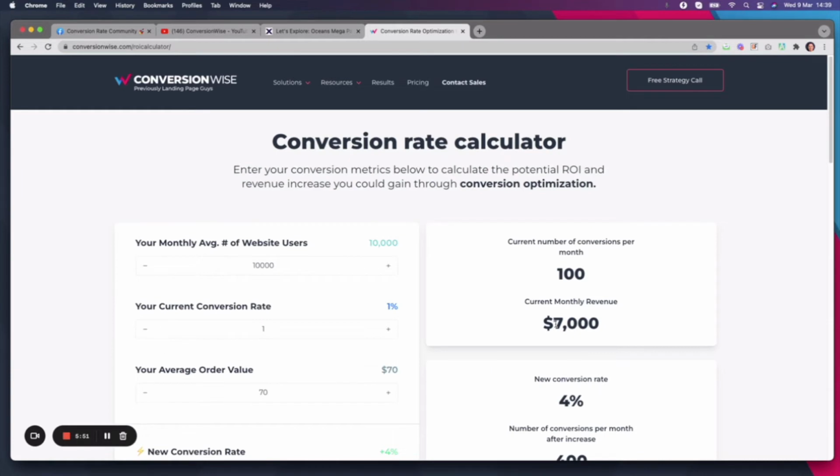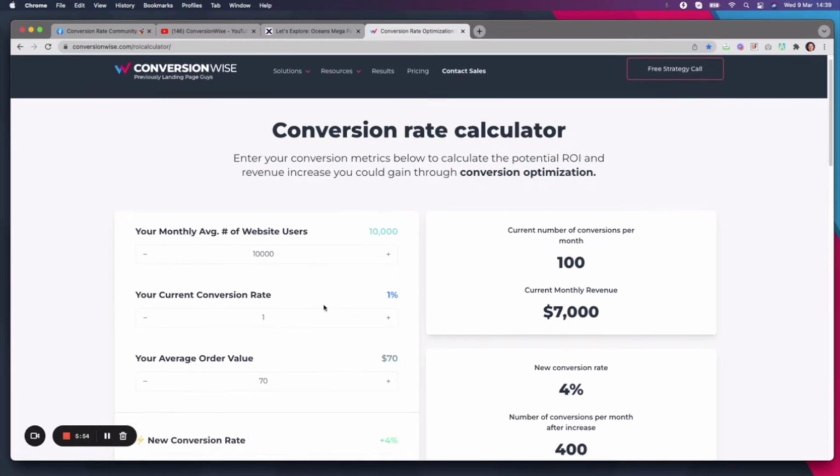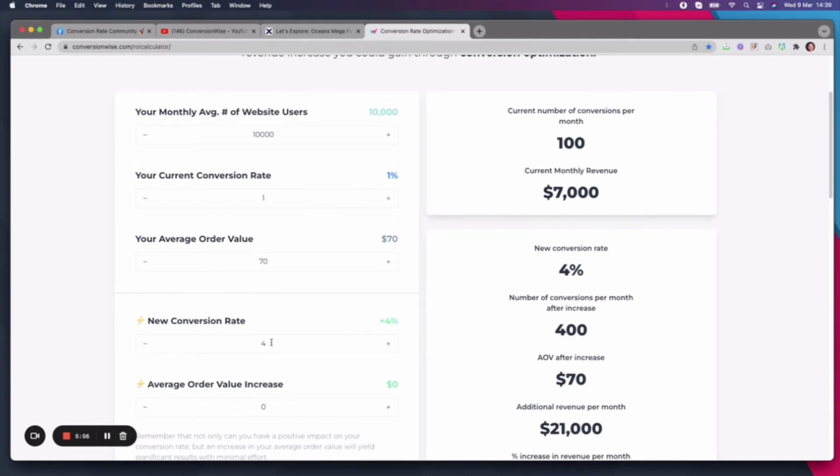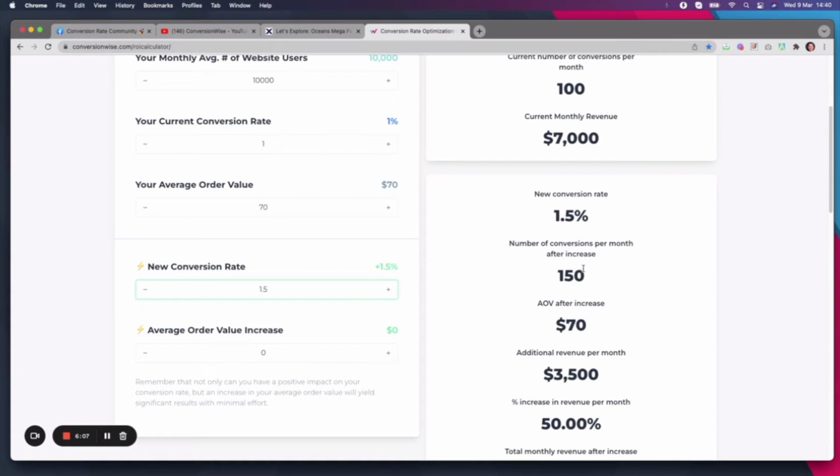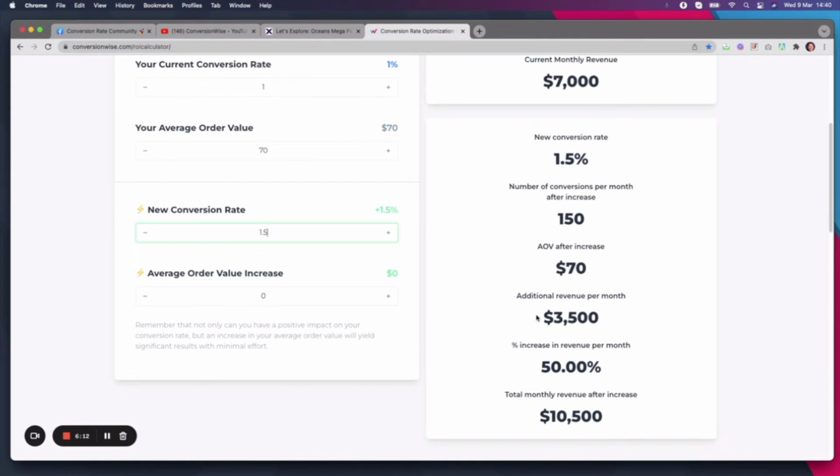But the numbers don't even have to be that dramatic. So, for a lot of people, say you were doing this yourself, then you might think, do you know what? Let me just increase it by 0.5. So we go up by 0.5%. Which is still a 50% increase. But, without touching the AOV, we've now got an additional $3,500 per month. So it just goes to show, when you look at total monthly revenue and additional revenue, how much you could actually be leaving on the table by not optimizing your sites.